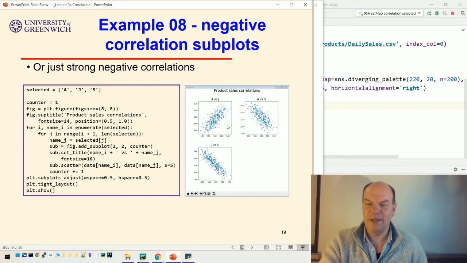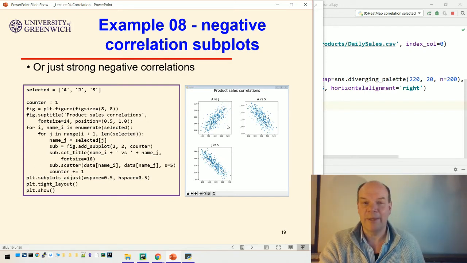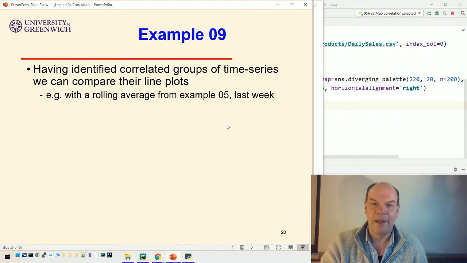So that gives us a picture of the correlations that we've found in the heat map. What we could do then is actually go back to the time series, try and get a sense of why these correlations are occurring, and we can find a bit more information out by doing that. So the first one we're going to look at is those strongly correlated variables, H, M, and O, and we'll plot the time series, but we'll use a rolling average to get a sense of what's the general underlying direction of that line.